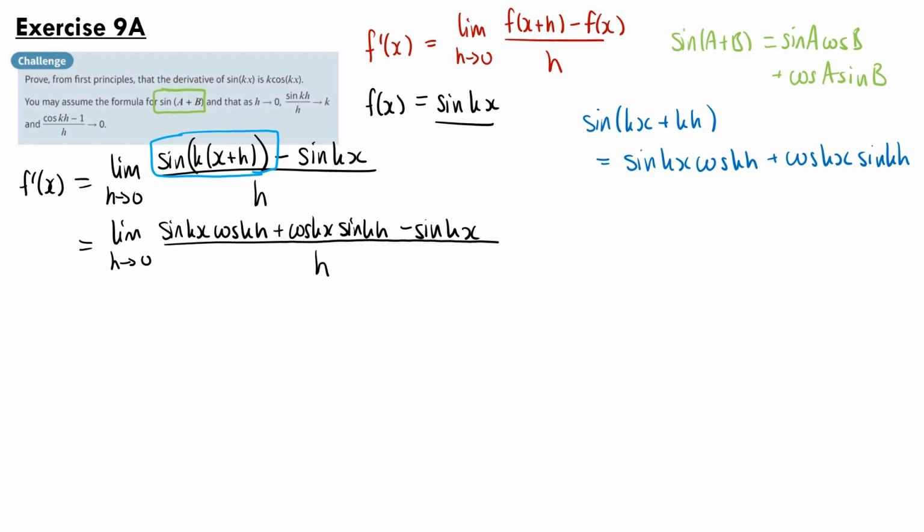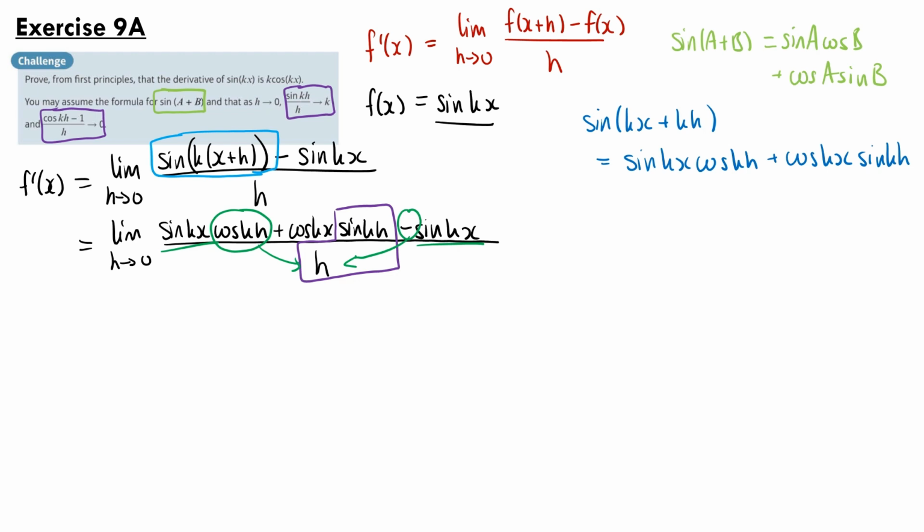And at this point, it's a good idea again to look back at the question, and we can assume that as h approaches 0, sine of kh over h approaches k, and cos of kh minus 1 over h approaches 0. And looking at this expression we've got down here, I can see we've got a sine of kh over h here, and we've also got a cos of kh minus 1 over h in these two terms here, if we take out a factor of sine of kx. And at this point it would be a good idea to split the limit up.